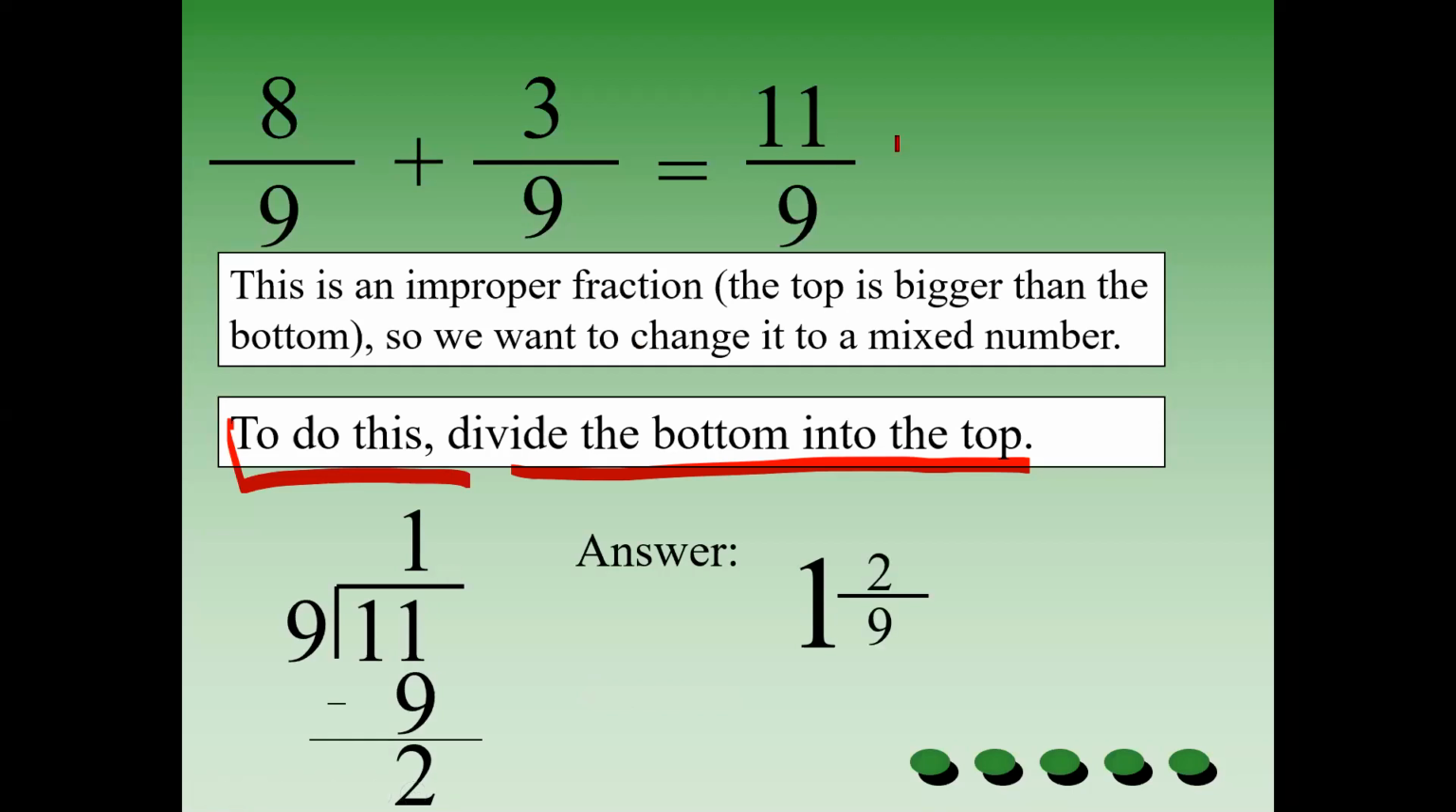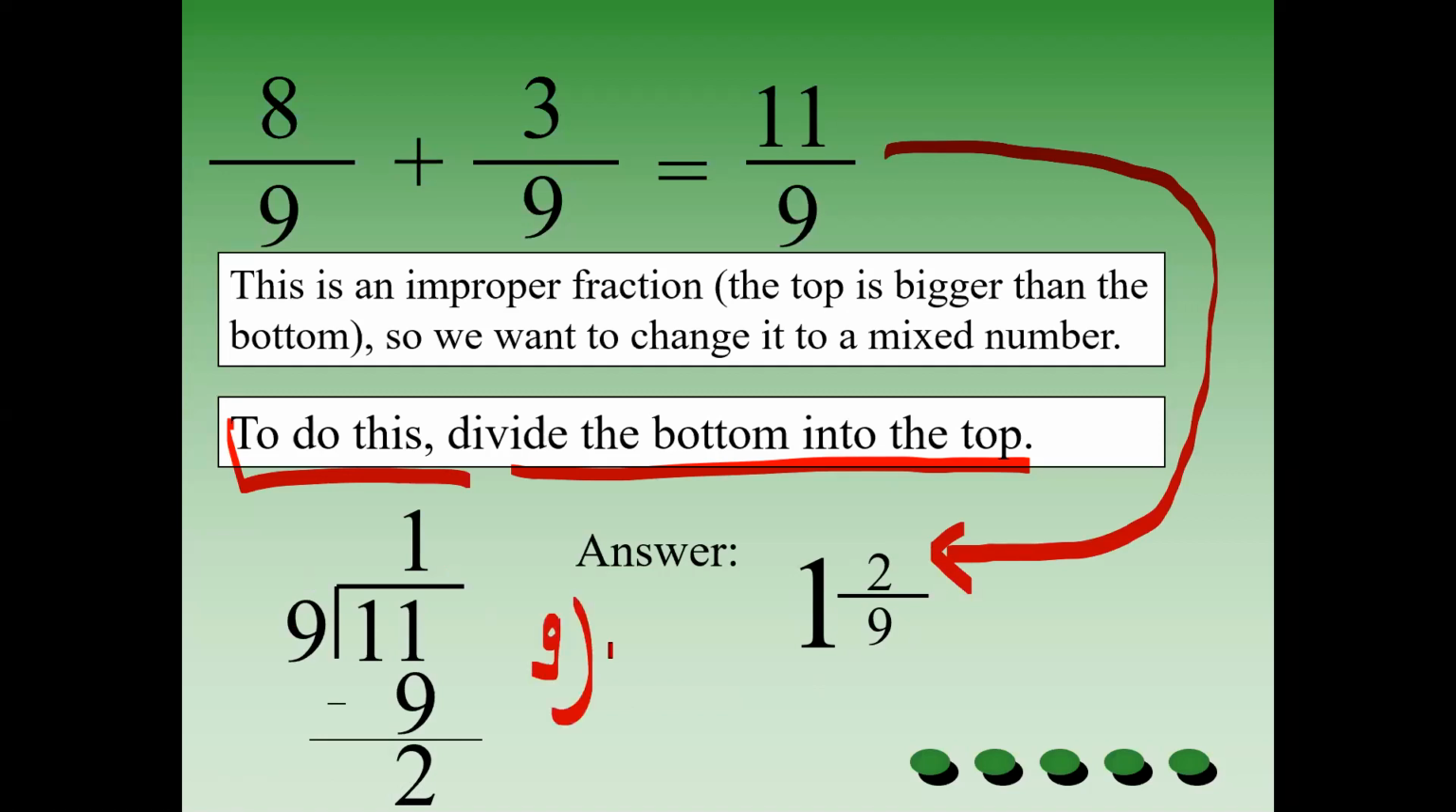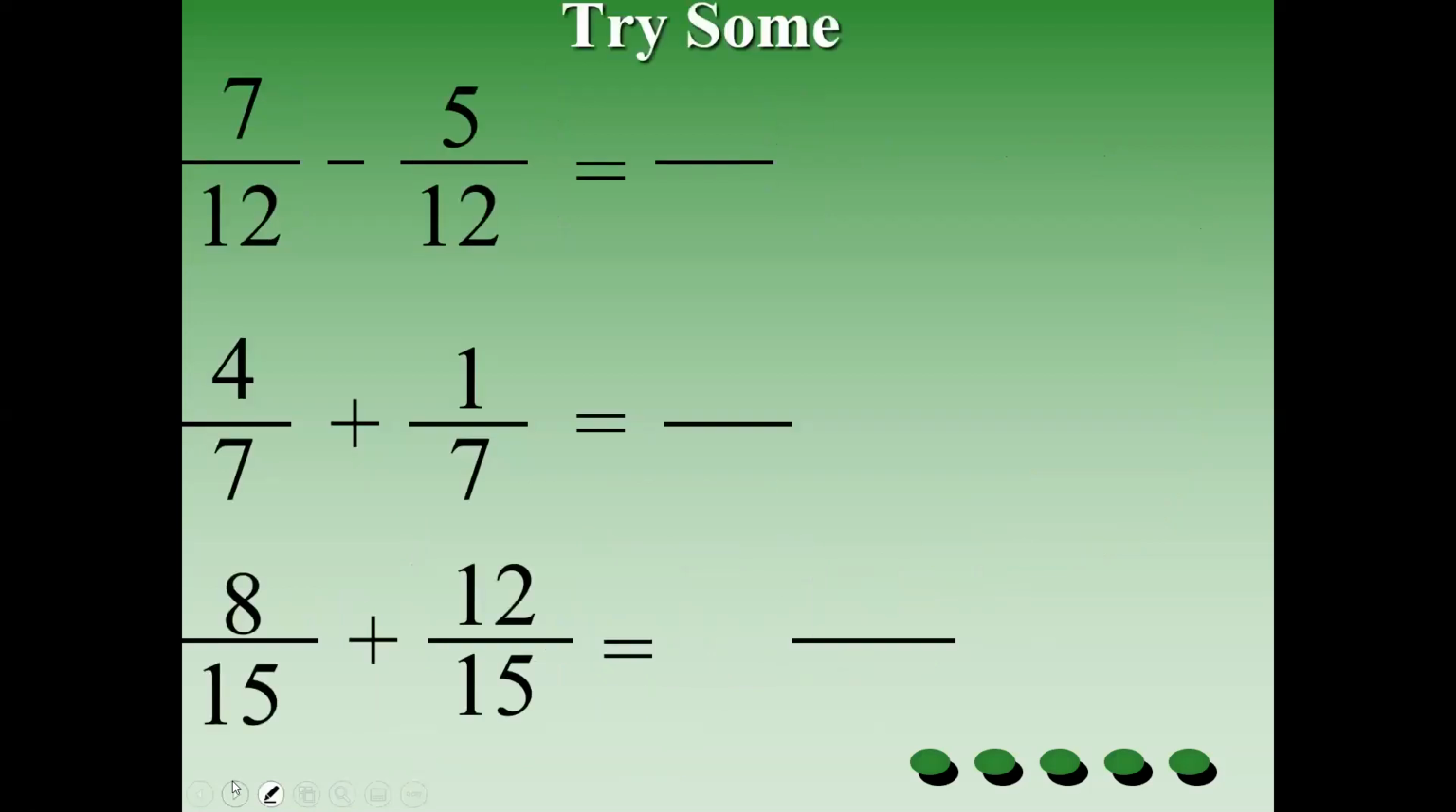2/9. So whenever your answer is improper, you have to convert it into a mixed fraction. So what you have to do is divide 11 by 9. 9 ones are 9. 2 is the remainder. So 1 whole 2/9. This is the right answer. Clear? Now try some of these.